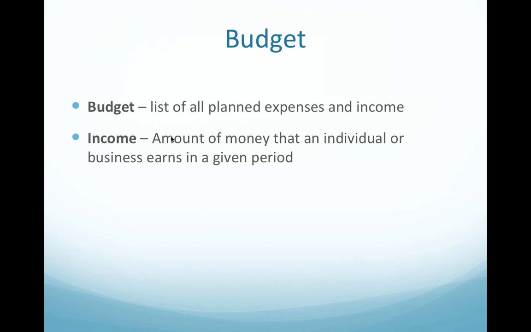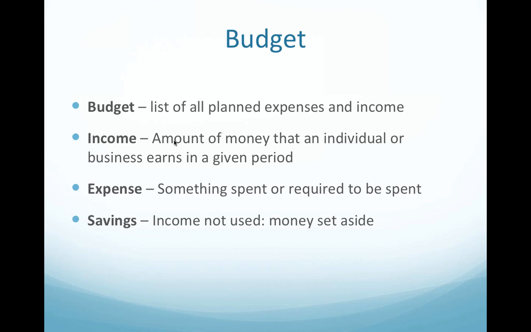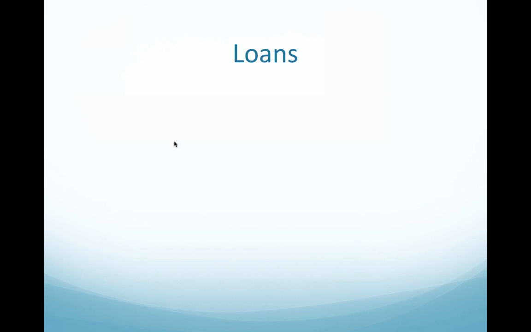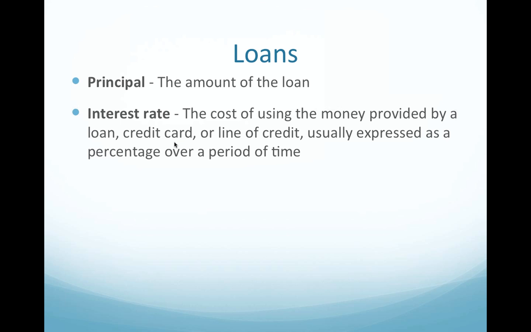Okay, so in a budget, we've got planned expenses and planned income. In other words, there's no surprises. We know what's going to come in and we know what's going to go out. And that's going to help us make better decisions. Income is what's coming in. Expenses is what's going out, what you're paying out. And savings is the difference between what went out and what came in. We have debt. Debt is money that you owe somebody else.